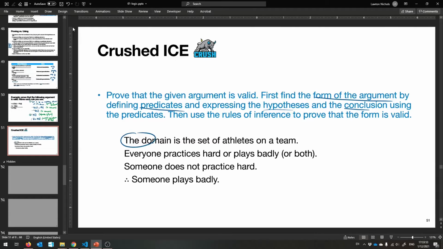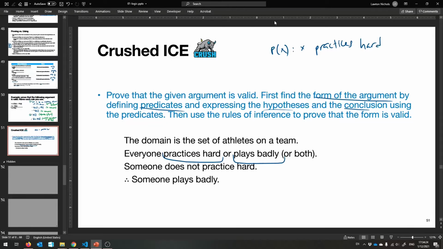So this has nothing to do with anything. The domain is a set of athletes on the team, so we'll take that and remember it. But here are some things. So we got some practicing hard and some playing badly. Again, we have it. So it looks like those are our two. They're in fact predicates this time. So let's say P of X is X practices hard, because anybody on the team could either practice hard or play badly, right? It has to be a predicate.